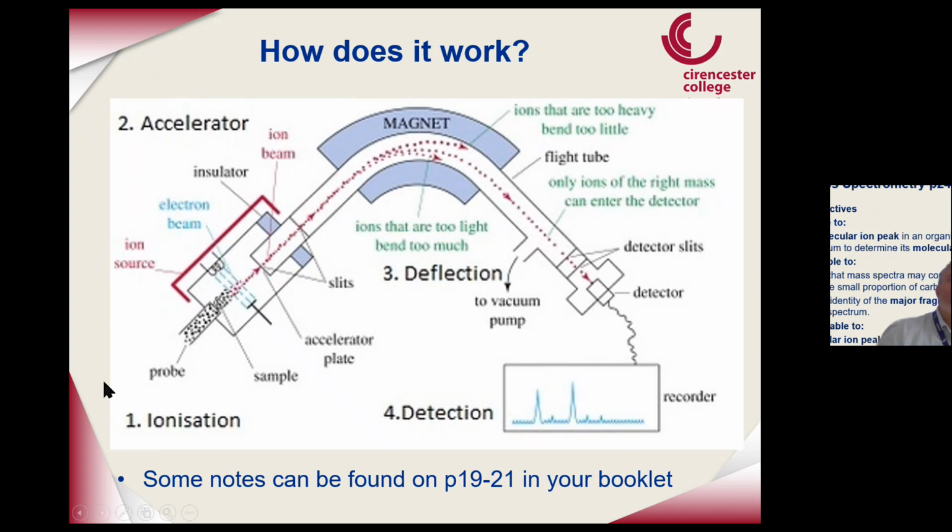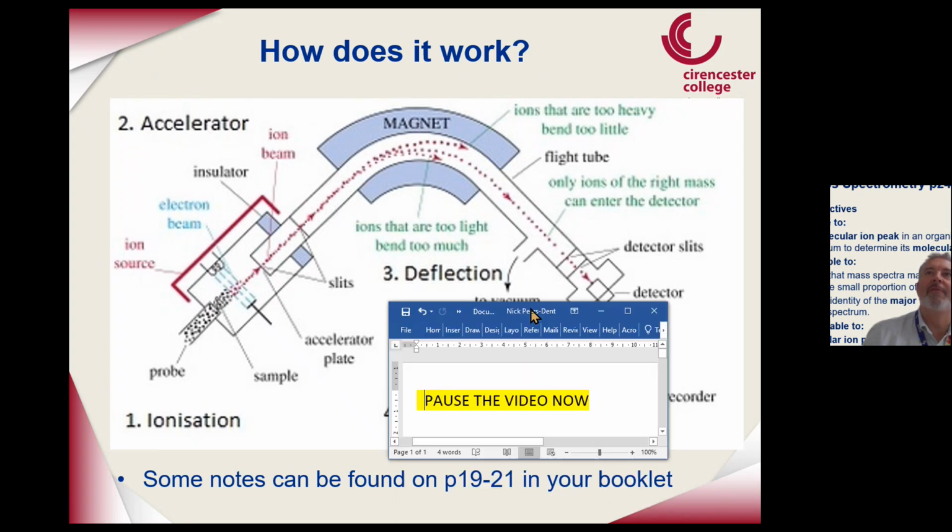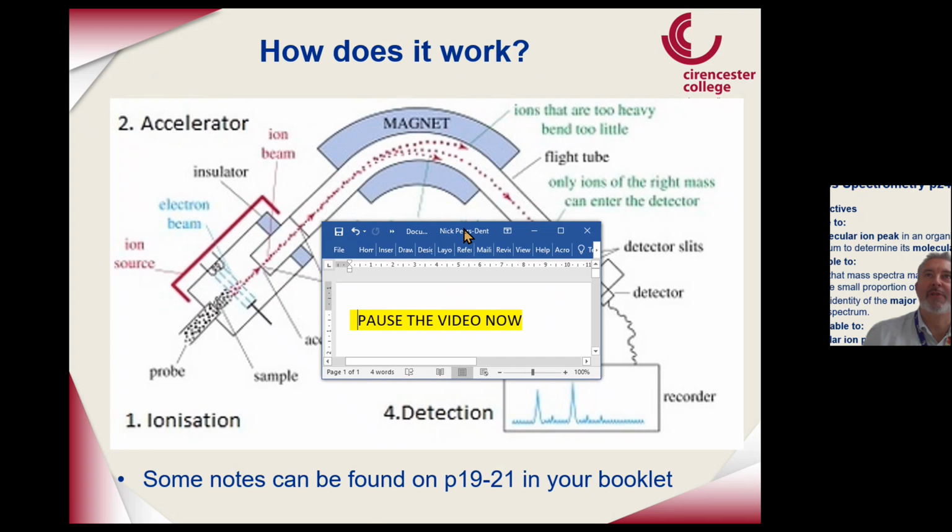So here we have our mass spec. This is explained on pages 19 to 21 in chapter 2, because you should really go over that, and that's probably a good idea. So if you pause the video now and just go over chapter 2.